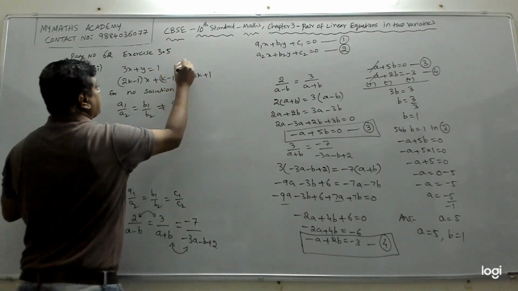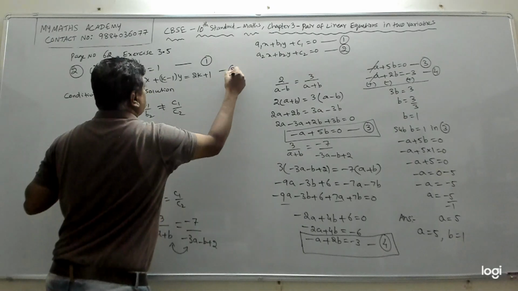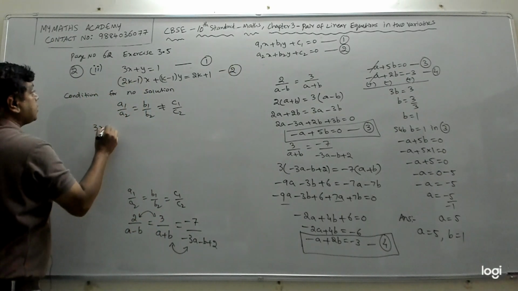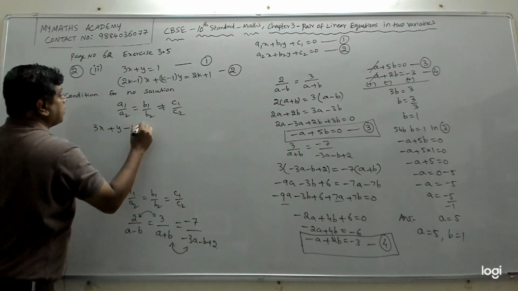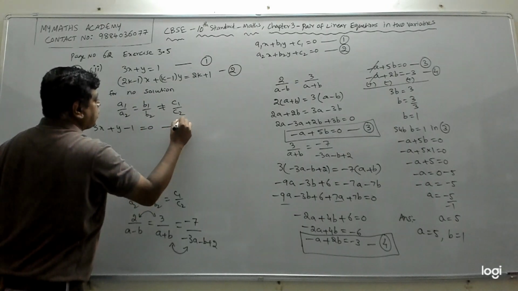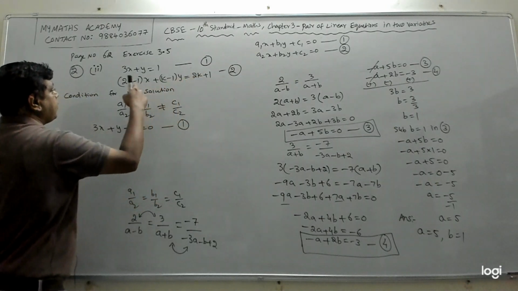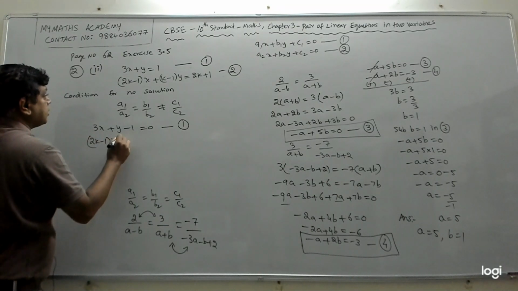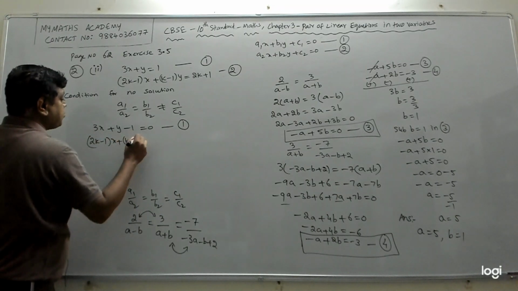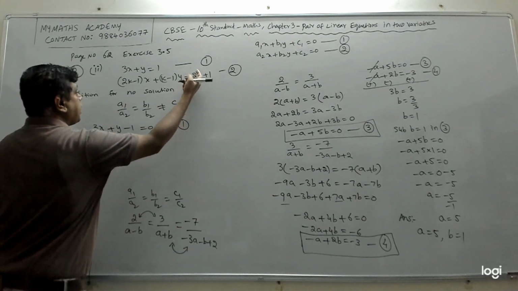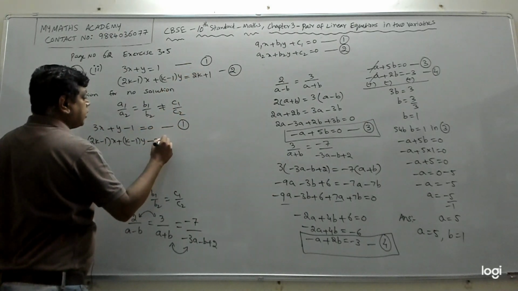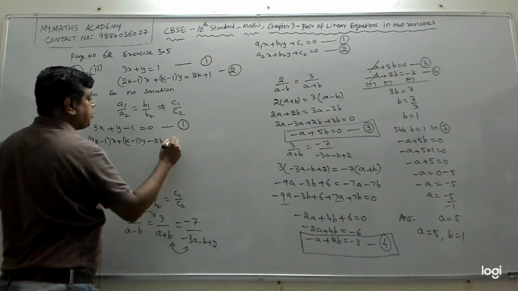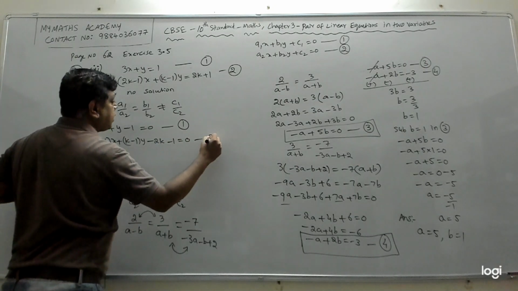So our equation 1, this is equation 2. Equation 1 will become 3x plus y minus 1 equal to 0. This is my first equation. The second one I will write as 2k minus 1 times x plus k minus 1 times y. Then this 2k comes here, it will become minus 2k. Then plus 1 comes to this side, it will become minus 1 equal to 0. This is your second equation.